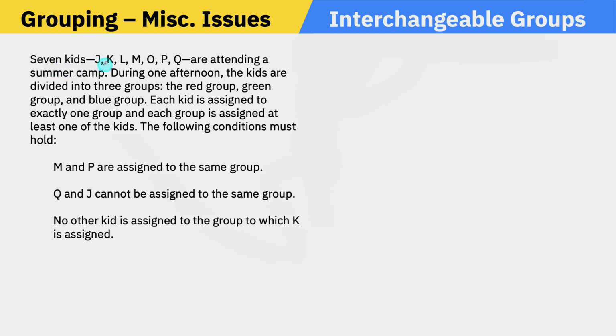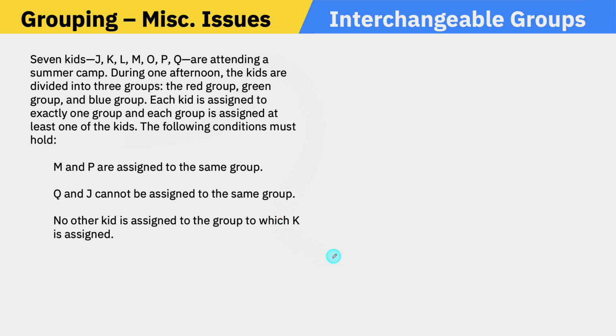We have 7 kids, J, K, L, M, O, P, and Q, attending a summer camp. During one afternoon, the kids are divided into 3 different groups: the red group, green group, and blue group. So it seems like we have 3 groups: red, green, blue. Each kid is assigned exactly once, and every group has to have at least one of the kids.